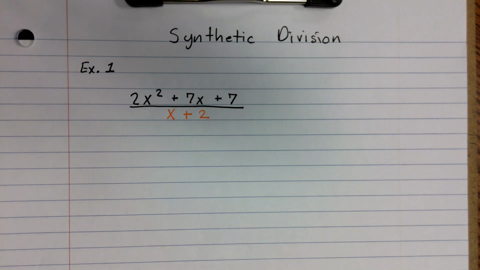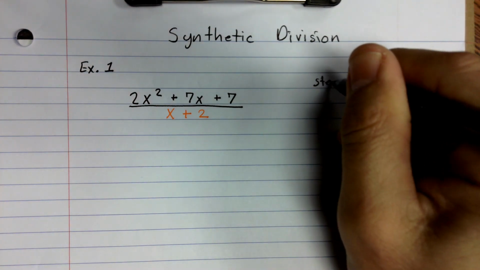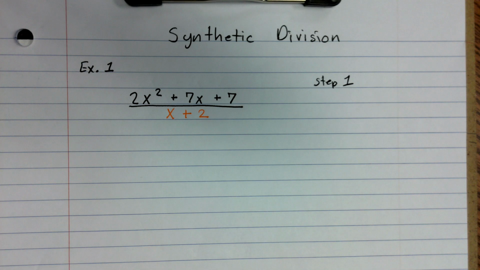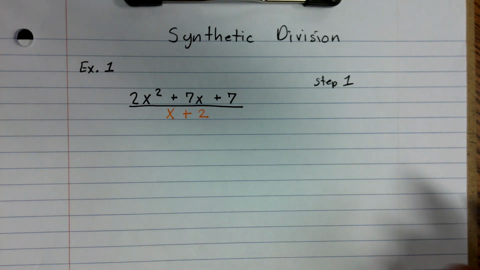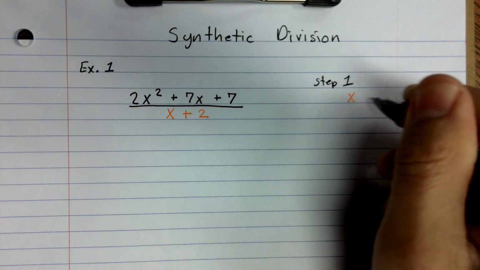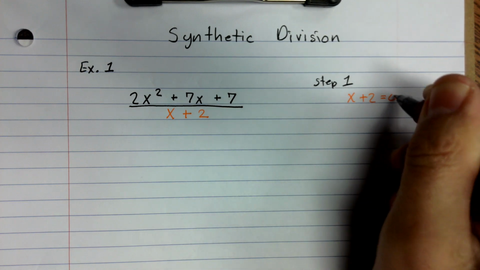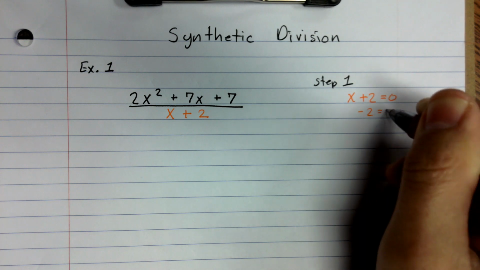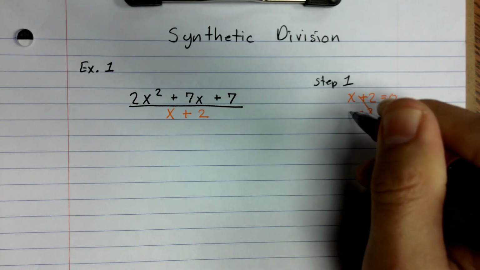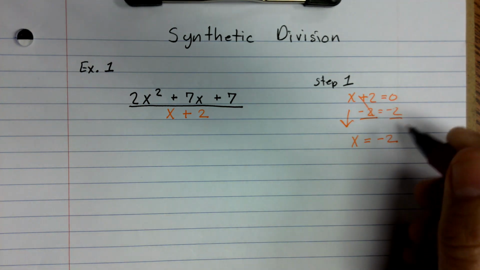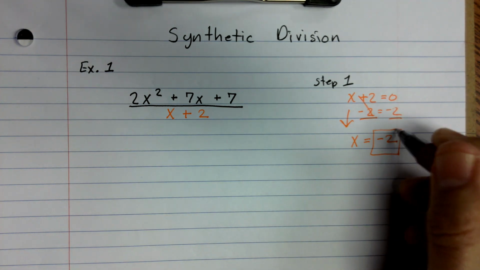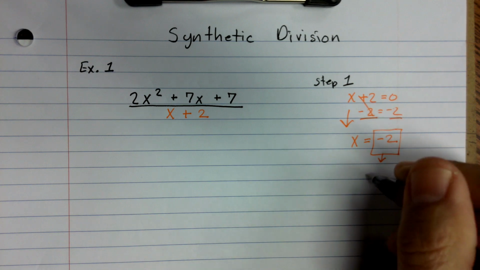In this video, we're going to divide this polynomial using synthetic division. So the first step, step 1, you want to take your divisor, in this case it's x plus 2, and you want to set it equal to 0 and solve for x. In this case, we end up with x is equal to negative 2. From this point on, using synthetic division, we're going to use this as our modified divisor.